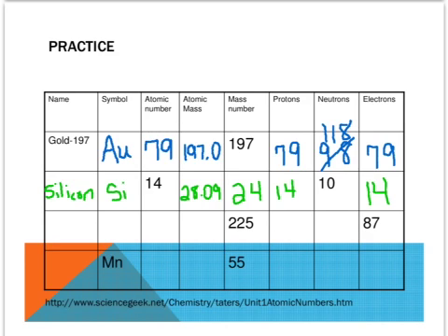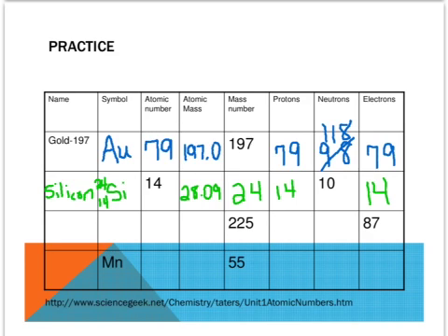All right, because this is an isotope, we need to identify either in the name or the symbol that this is an isotope. So let's write it this way. Let's put the mass number up here and the atomic number down here. So this is called silicon 24.